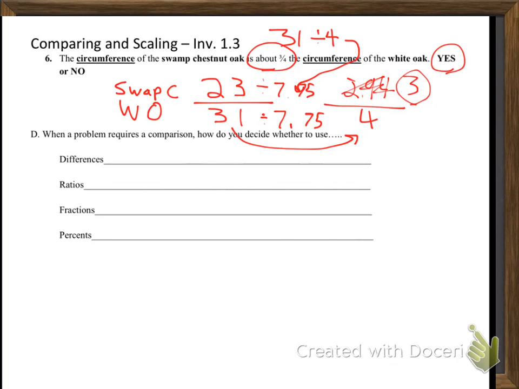Yes. So ladies and gentlemen, what I want you to do now is answer in your own words part D. When a problem requires a comparison, how do you decide whether to use differences, ratios, fractions, or percents? Go ahead and tell me when you think it makes sense to use a difference like more than, a ratio like 2 to 1, a fraction like 1/2, or a percent like 35%. Go ahead and tell me the best use for these items, and then you're free to start your homework.